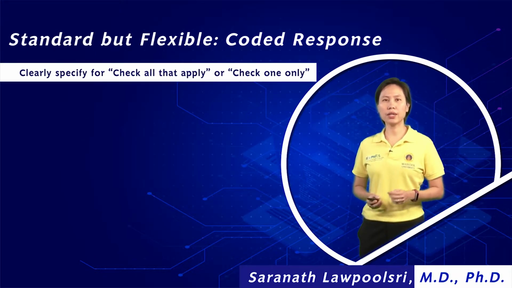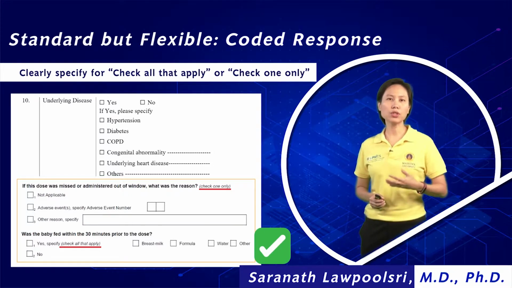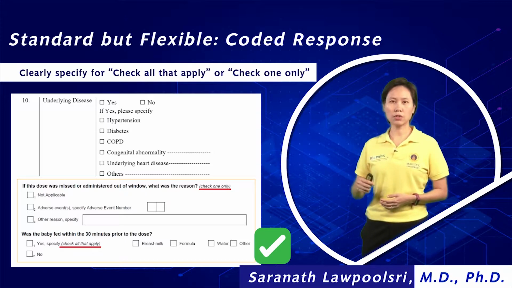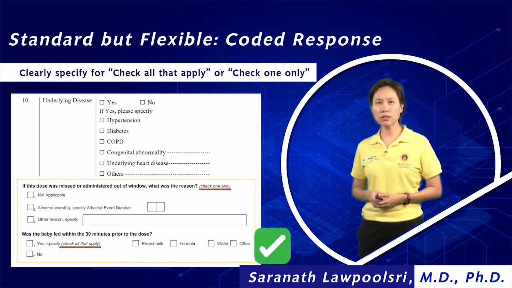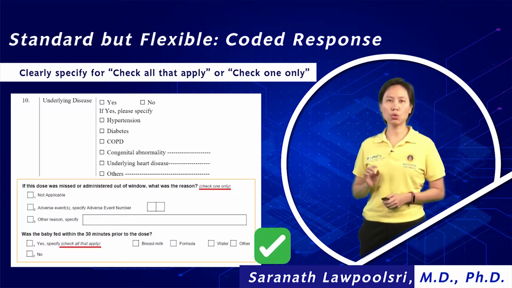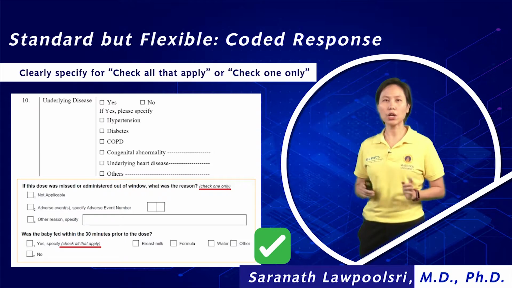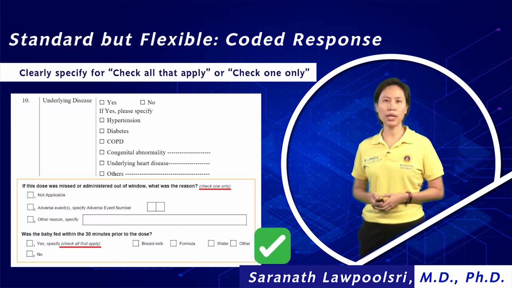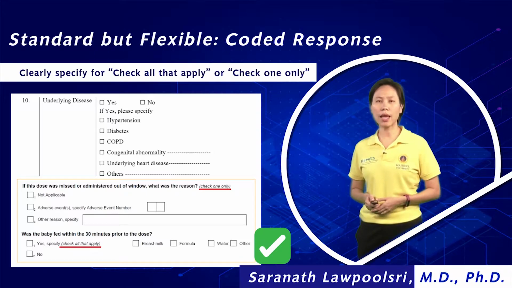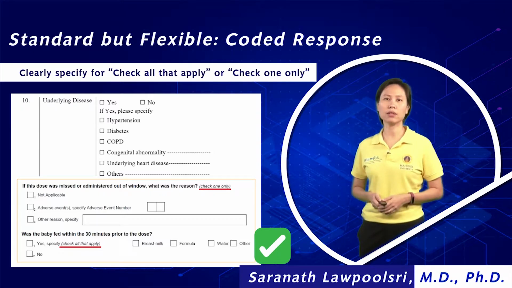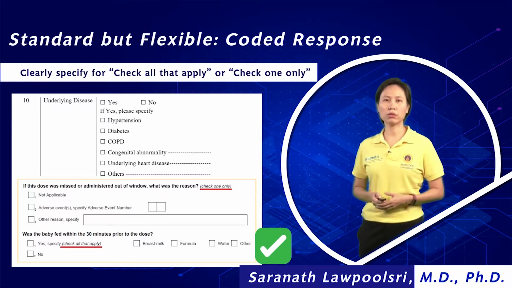Another issue is multiple answers. For some questions you might need participants to answer with multiple check boxes. For example, underlying disease: people might have many underlying diseases, but if you have this multiple response, please make sure that you put in parentheses 'check all that apply', or if you only want a single answer, you can put 'check one only'. Otherwise, people might misunderstand. Some people think it's a single answer, some people think it's a multiple answer. That will create misunderstanding.